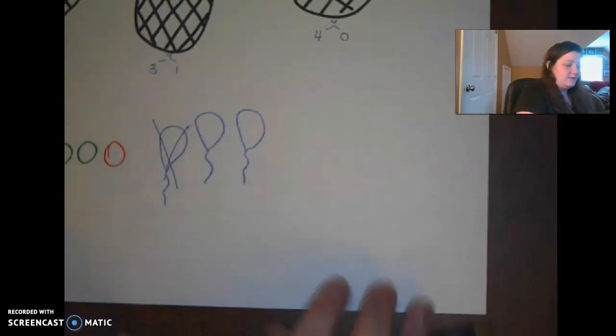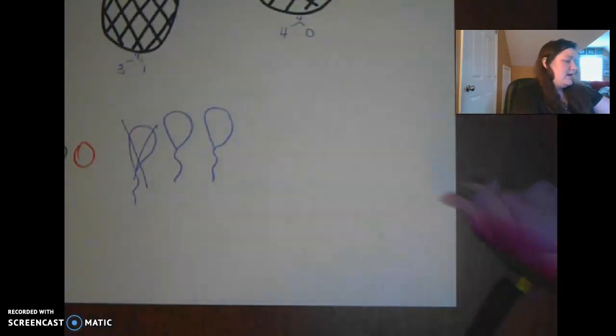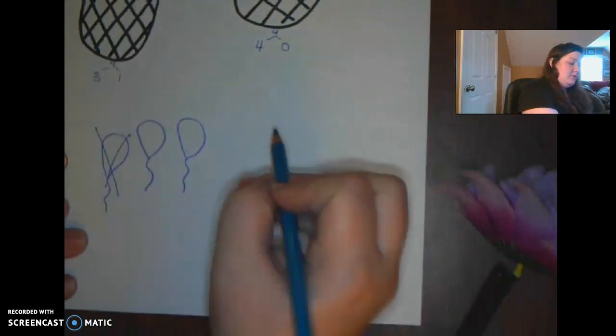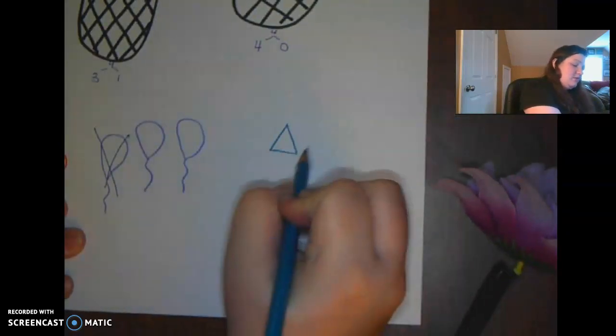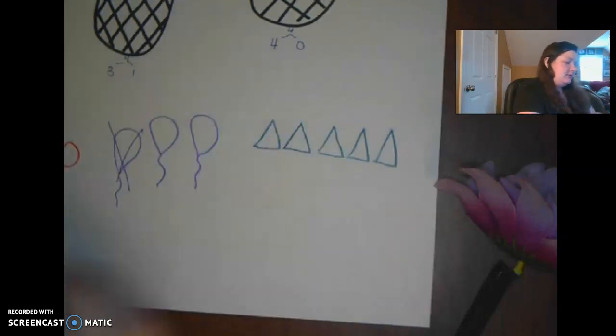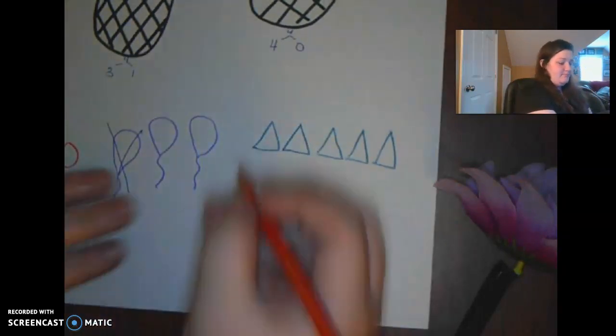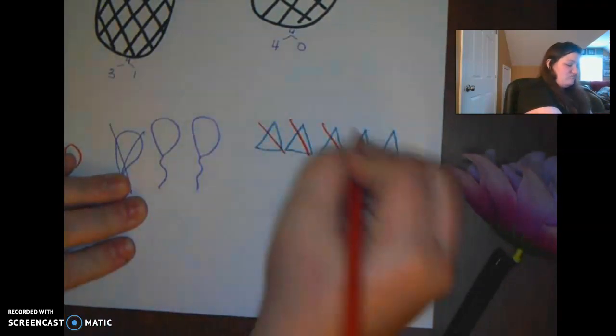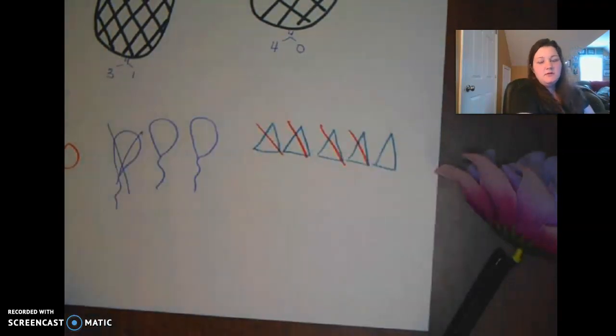Okay, last one. We have 5 triangles, but 4 get lost. How many triangles do we have? That's right, there is just 1 triangle left.